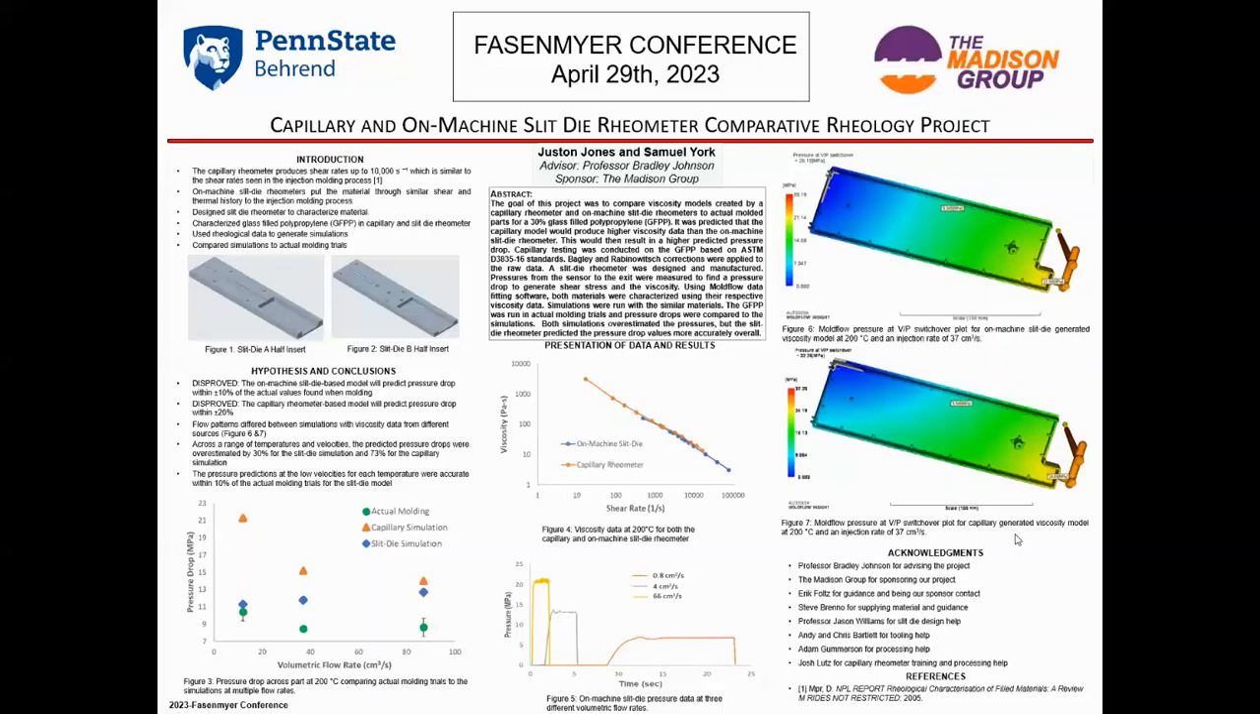Another important conclusion that we found was that the on-machine slit die rheometer and the capillary rheometer both had very similar viscosity models, which was important for validating our methods. And we also found that the pressure predictions at the low velocities of each temperature were accurate within 10% of the actual molding trials for the slit die model.